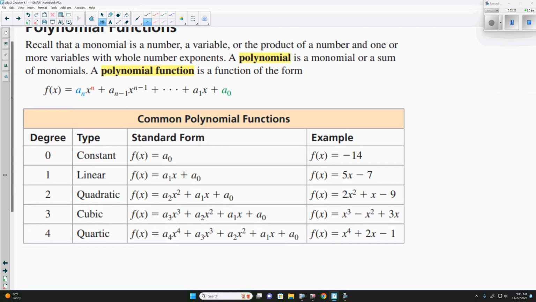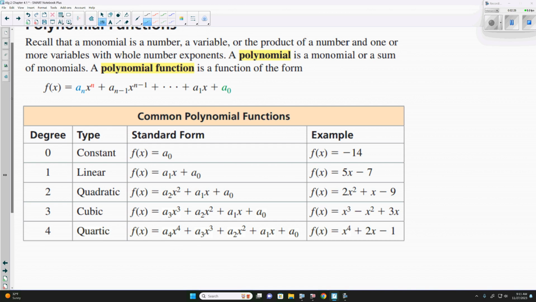And we have these here. So recall that a monomial is a number, a variable, or the product. And when we put them together, we have a polynomial. A polynomial is a monomial or sum of monomials, because poly means many. So many nomials, many termed monomial functions.